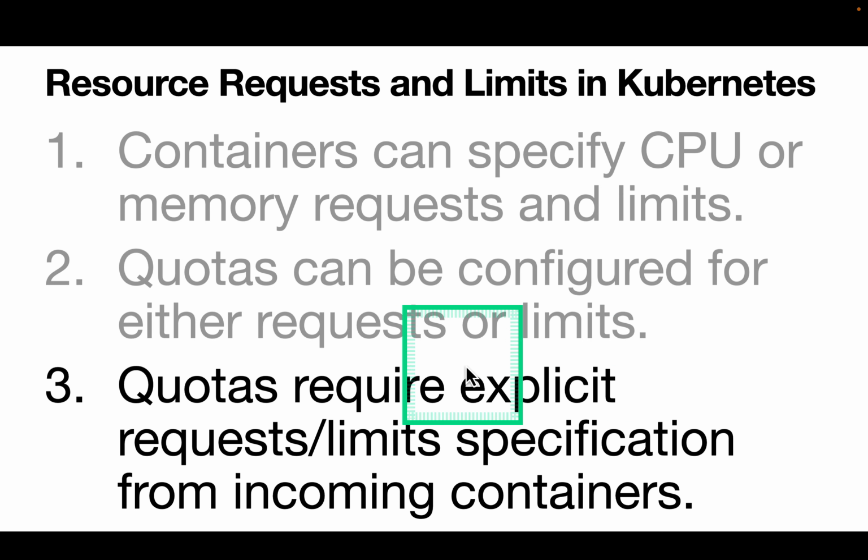Okay, if a quota has values specified for request.cpu, so this is important. If a quota has values specified for request.cpu or request.memory, it will require that all incoming containers make an explicit request for those resources. So if a request is set for either CPU or memory, it will make sure that all incoming containers make an explicit request for these resources. Similarly, if the quota has values for limits.cpu or limits.memory, it will require that all incoming containers explicitly specify their limits for those resources.